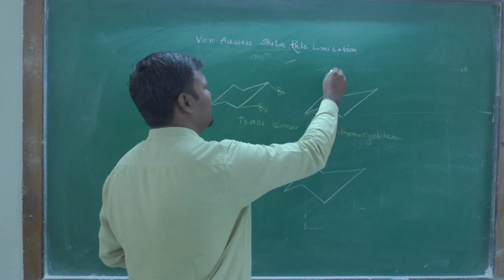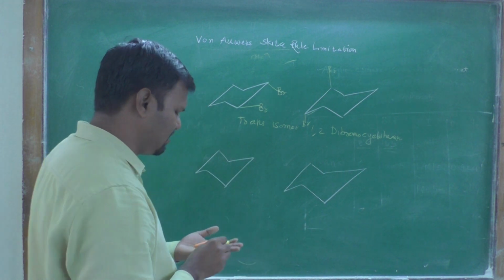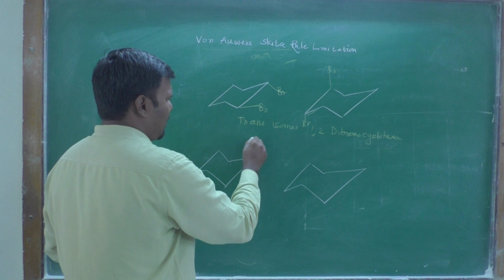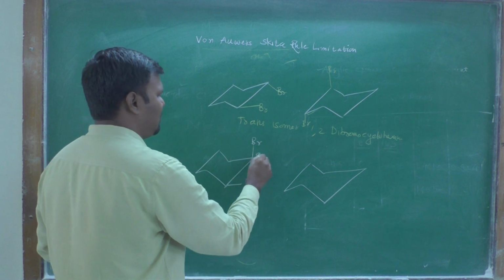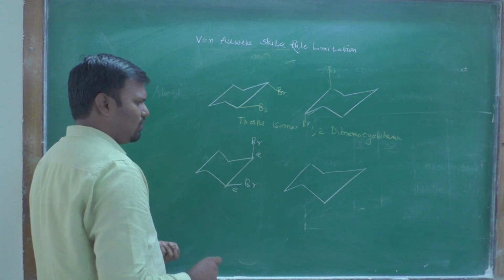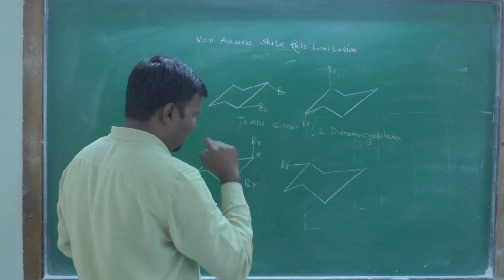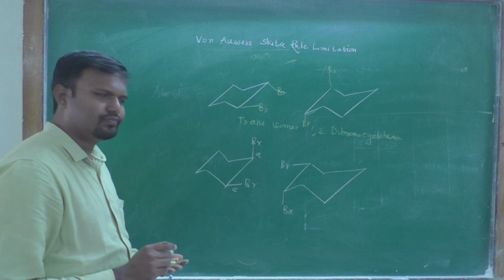Okay, the second isomer has both bromines at the axial position. Then the next isomer has one bromine at the axial position and the second at the equatorial position. Therefore, one is axial and the second one is equatorial.